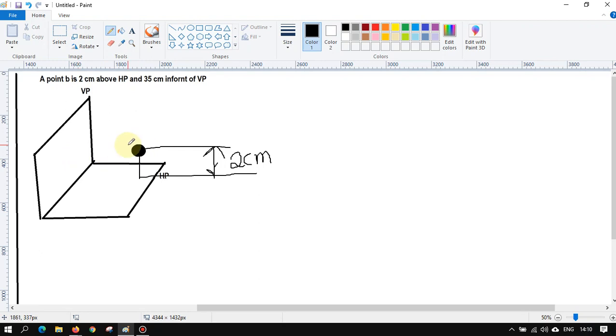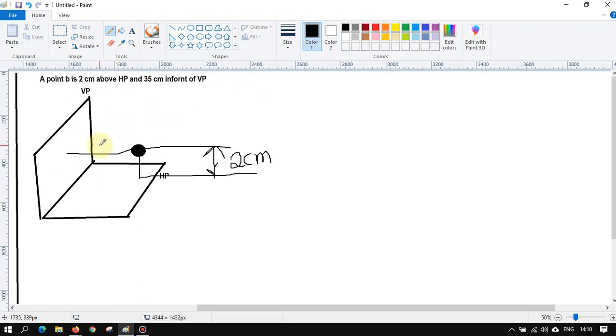So what does that mean? It is from this point, the distance from this point. 35 centimeter in front of VP. Which point will be 35 centimeter? Yes, sir, this point is 35 centimeter.